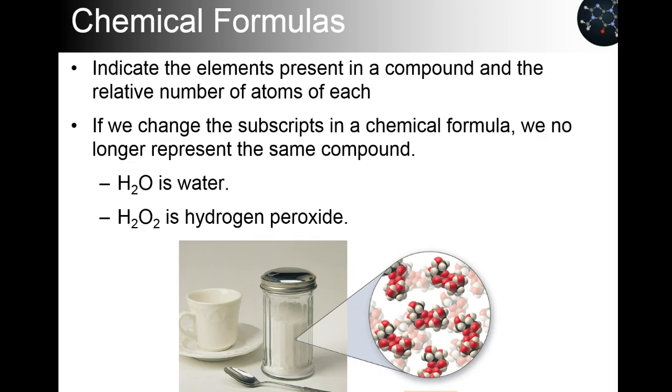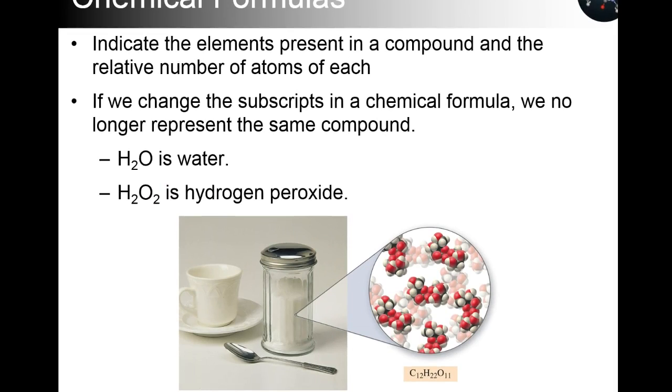The chemical formulas indicate the elements that are present in a compound and the relative number of each atom in a compound. If we change the subscripts, which are these lowercase numbers here, it's no longer going to represent the same compound. It's going to have different properties. So H2O is water, but if I put on 2 oxygens instead of just 1, H2O2 is hydrogen peroxide, and it's going to have a much different reaction.